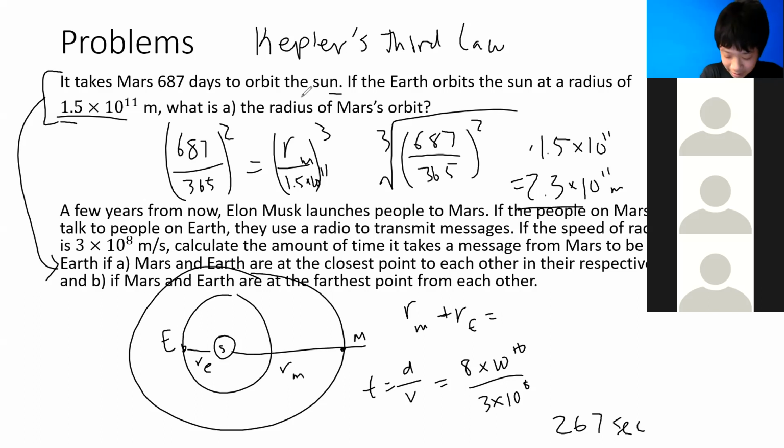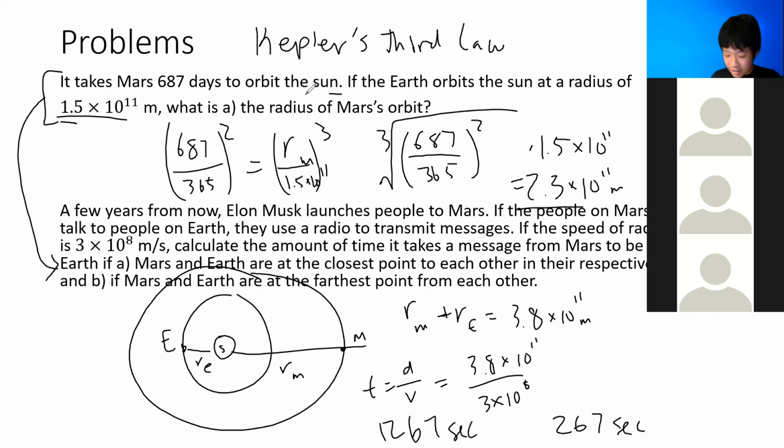Try to reduce the chance of making mistakes here. So that's 3.8 times 10 to the 11th meters. So again, we'll plug this into this equation. And we solve for time, over 3 times 10 to the 8th. So that's 1,267 seconds. If we divide that by 60 again, 21 minutes.